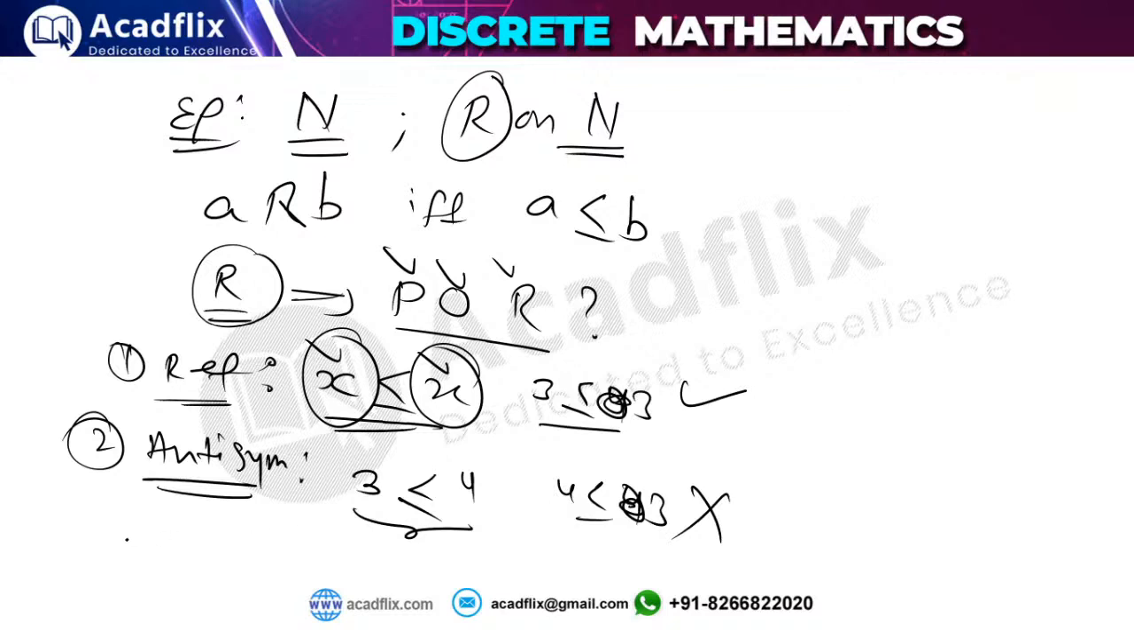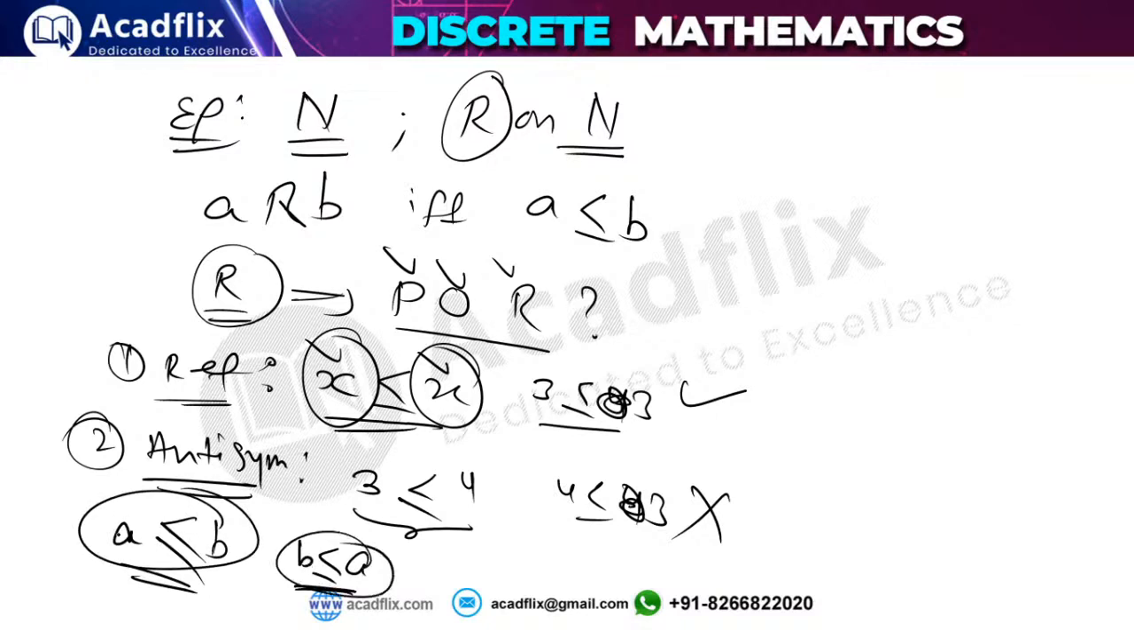If you have two different elements, let's assume A and B are different, then only one of these can happen. This cannot happen between different elements. Both these things cannot happen. Exactly one of these things will happen. So you can say this is anti-symmetric because there is no symmetry between different elements.